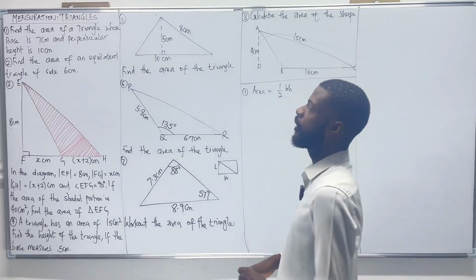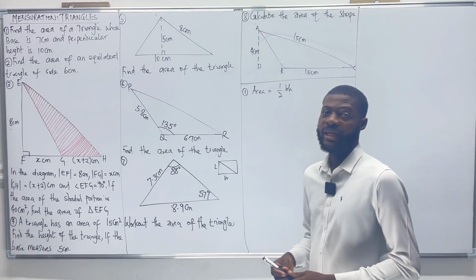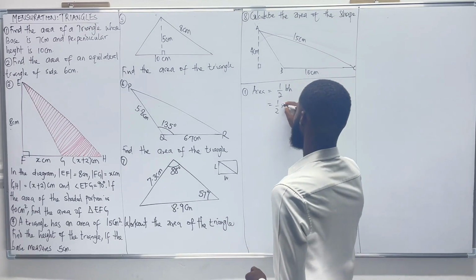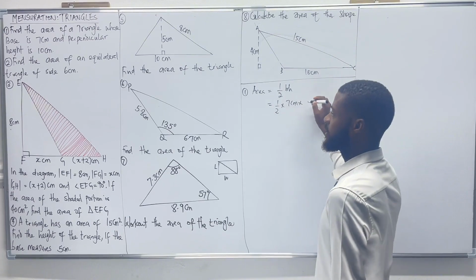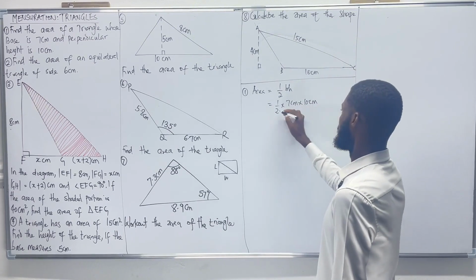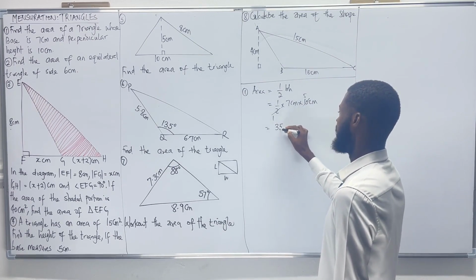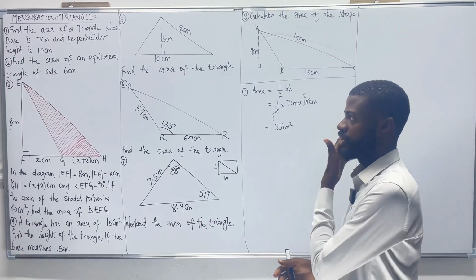For the first question, we're asked to find the area of the triangle whose base is 7 cm and perpendicular height is 10 cm. So this will be half times the base, 7 cm, times the height, 10 cm. Now 2 into 10 is 5. So this will give us 35 centimeters squared. That's the area of that triangle.